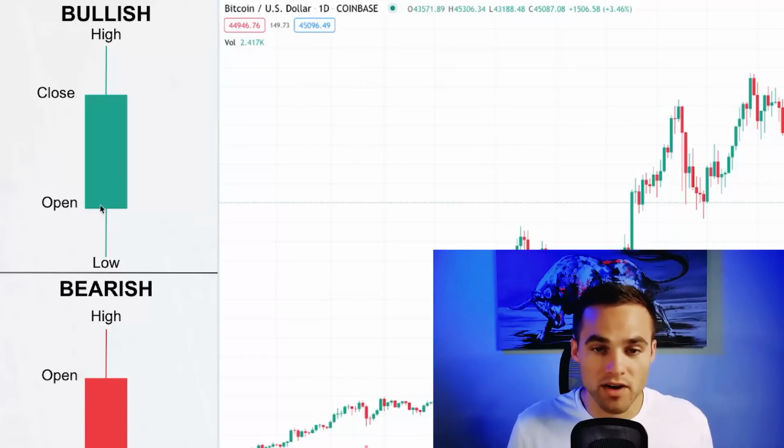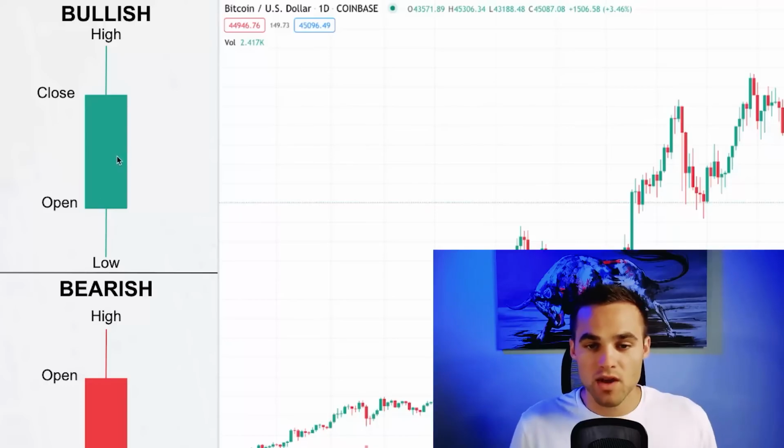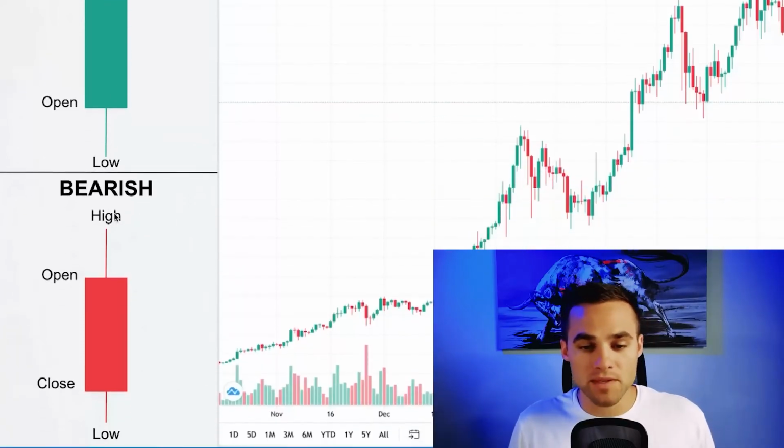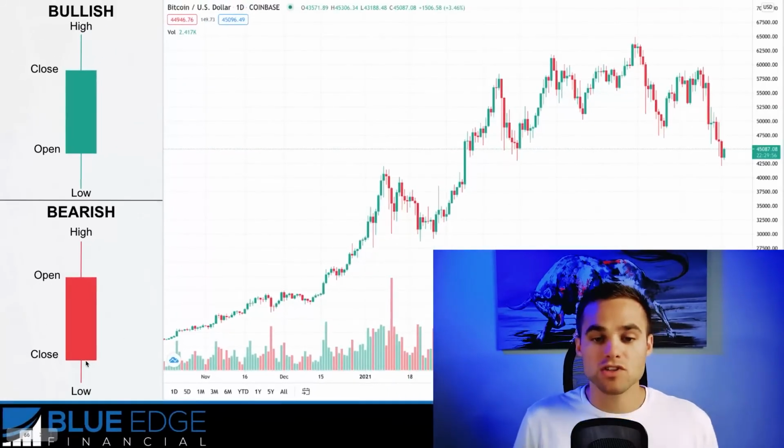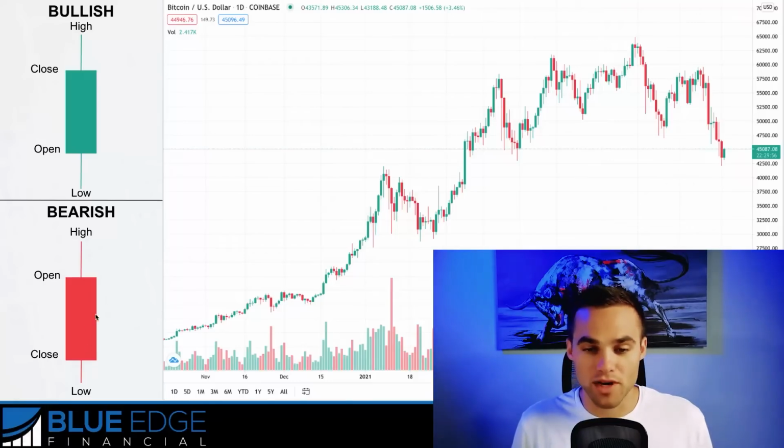Okay, so if it opened here and it closed here, it printed a green candle, which is a bullish candle, which basically means that there were more buyers in the market than there were sellers. Now, on the opposite side, we have bearish candles, which are represented by red generally, where you can see, again, we have the high, the low, the open is here, and the close is here. So it means that at the start of the day, price was here. At the close of the day, the price was here, so it was less. So this is a bearish candle or a downward candle. This would be an upward candle or a bullish candle.